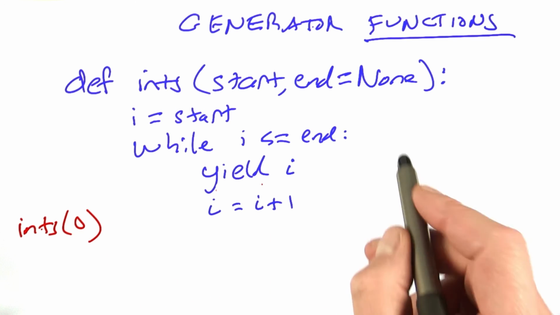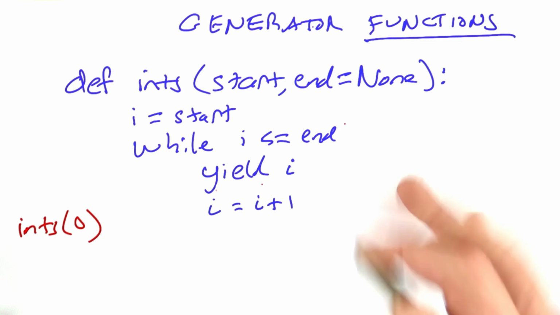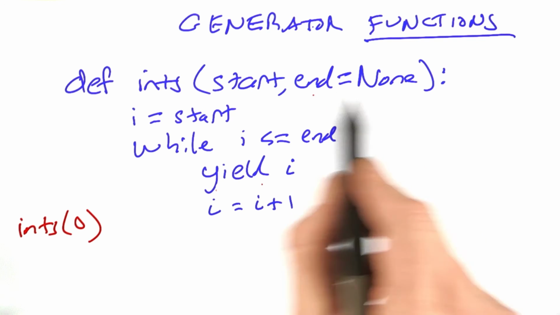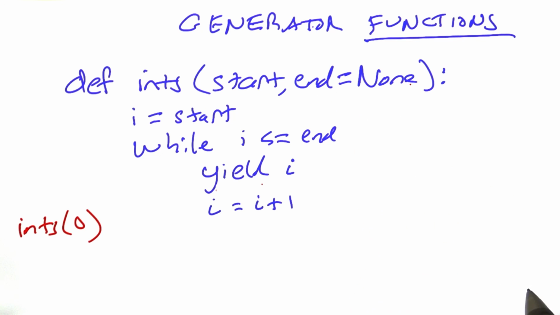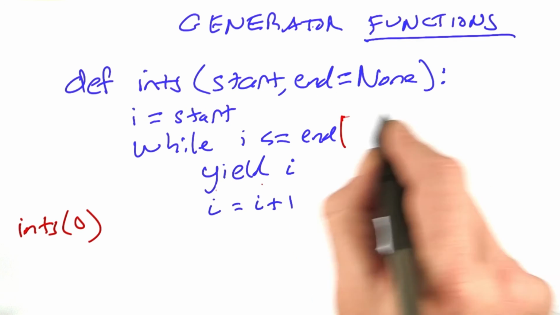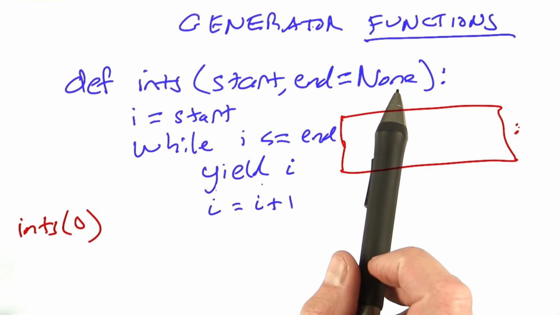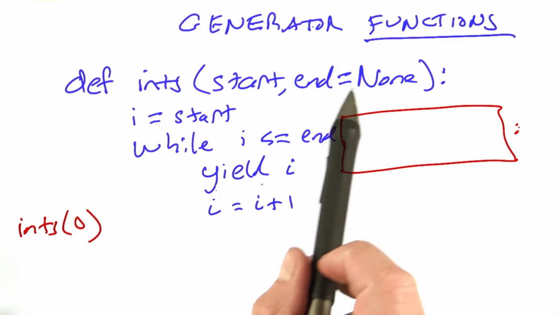And the question for you is, how would you modify the generator function in order to make it obey this idea of never stopping when end is equal to None? You should be able to modify just this line here to make it obey this idea that it should keep on going forever when end is None.